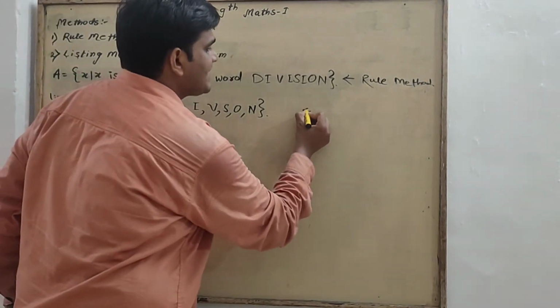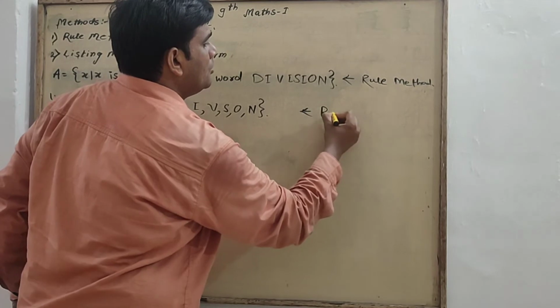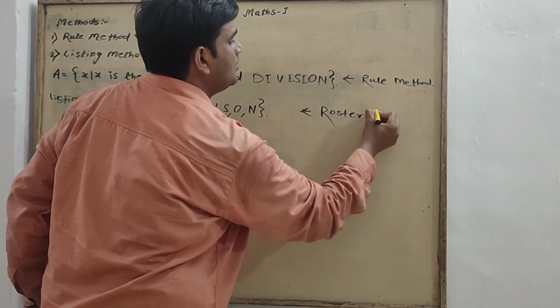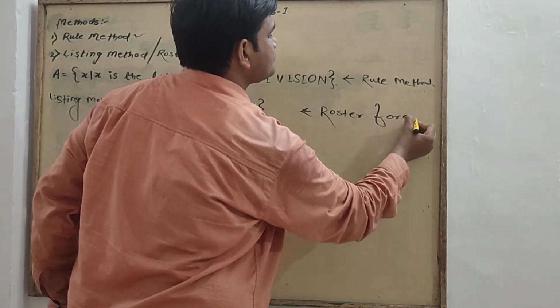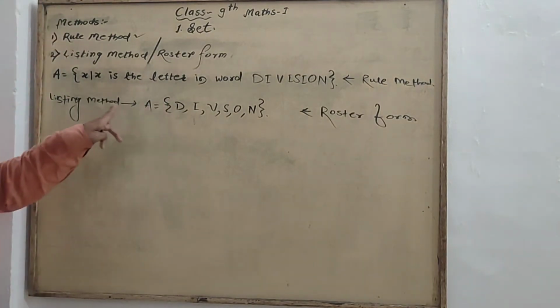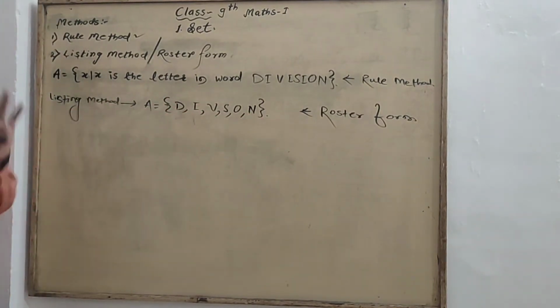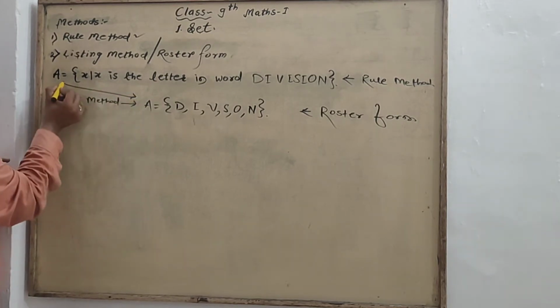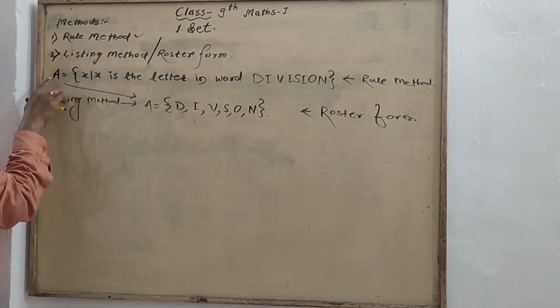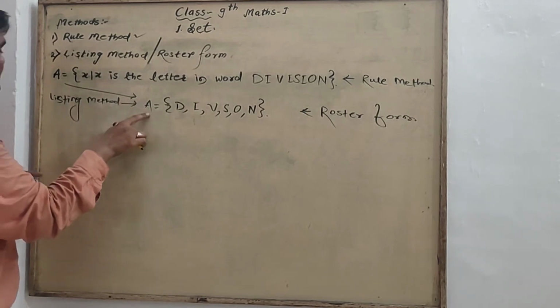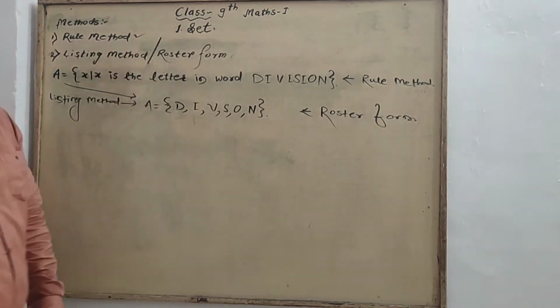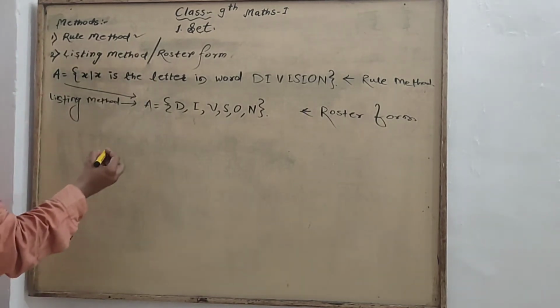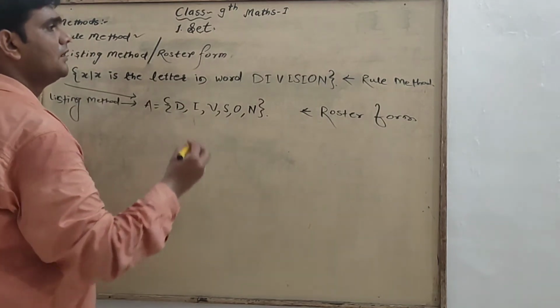Again, this is also known as the roster form. It means listing method is nothing but roster form. Now you are clear that this set A is in rule method and this is in listing method. Now another example.